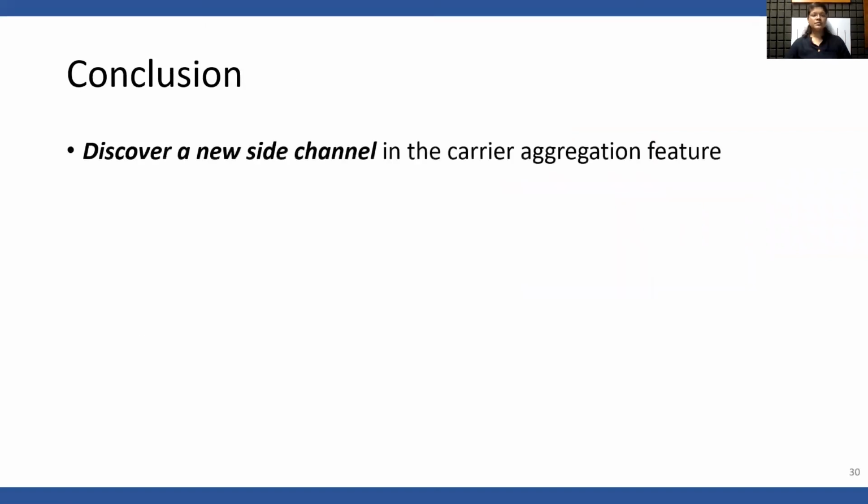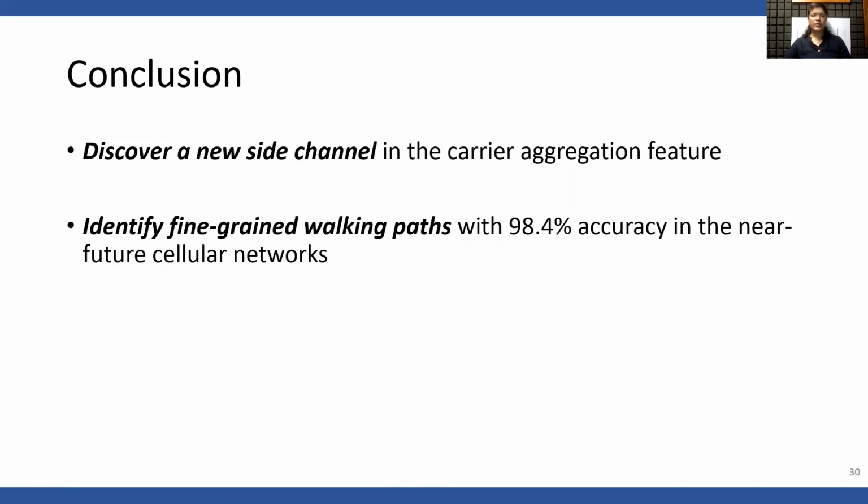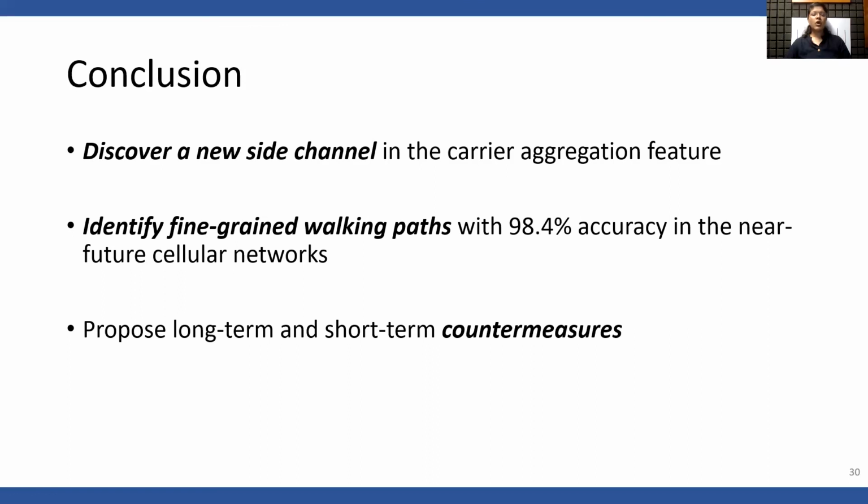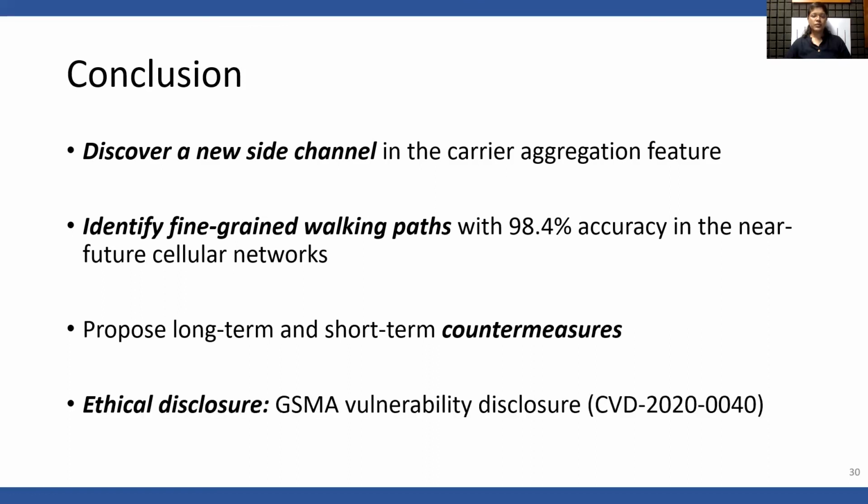In conclusion, we discover a new side channel in the carrier aggregation feature. SLIC identifies fine-grained walking paths with 98.4% accuracy in near future cellular network. We propose long-term and short-term countermeasures, and we have disclosed the vulnerability to GSMA, who have acknowledged it.